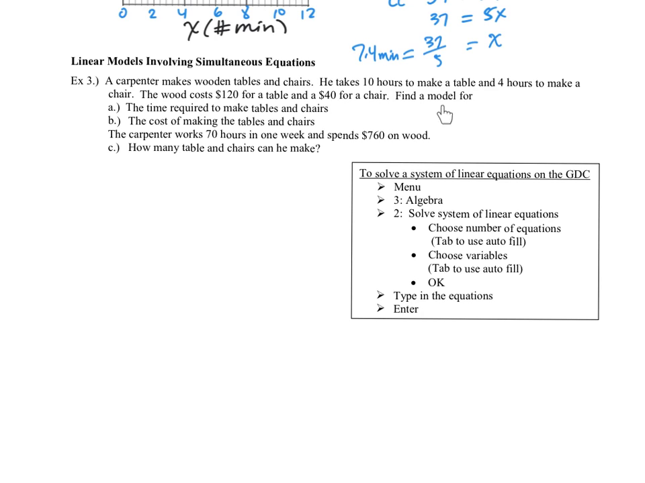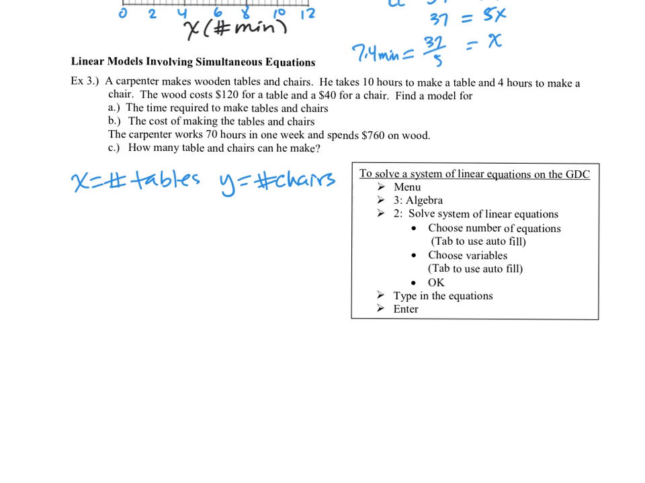So the first thing we're going to do is find a model for A, the time required to make the tables and chairs. Well, the reason we need a simultaneous set of equations is because we're going to have two unknowns. So what are those unknowns going to be? Well, in this case, it's going to be number of tables and number of chairs. So let's go ahead and set that up initially. Let's let x represent number of tables, and then we'll let y represent number of chairs.